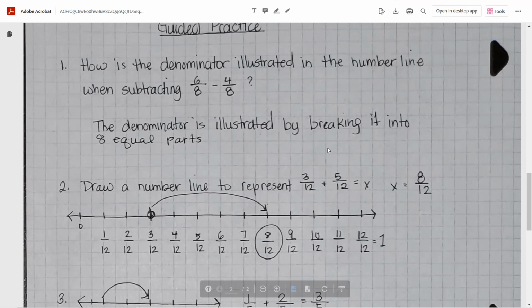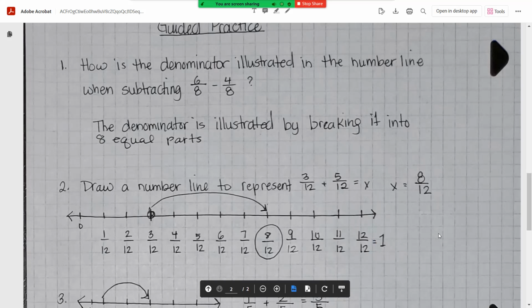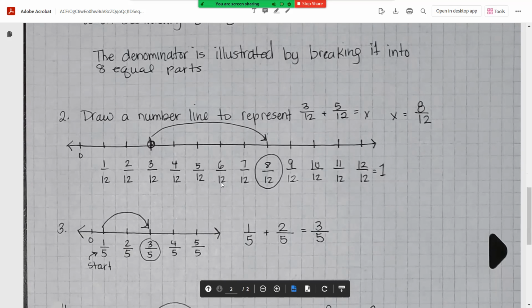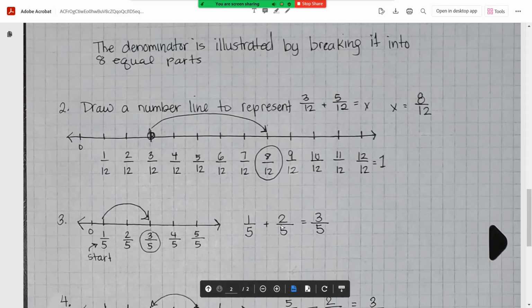For number 2, it says draw a number line to represent 3/12 plus 5/12 equals X. So right away, I know that my number line is going to be broken up into 12 equal parts. I'm going to start at my 3/12 because that's my first number, and I'm going to make 5 jumps over, and I'm going to be landing at 8/12 because we know 3 plus 5 equals 8. For number 3, we have 1/5 plus 2/5, so I'm going to break my number line into 5 equal parts. I'm going to start at my 1/5. I'm going to make 2 little jumps over, which is going to land me over here at my 3/5.